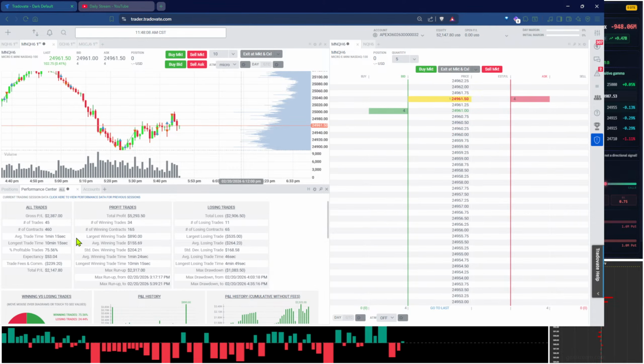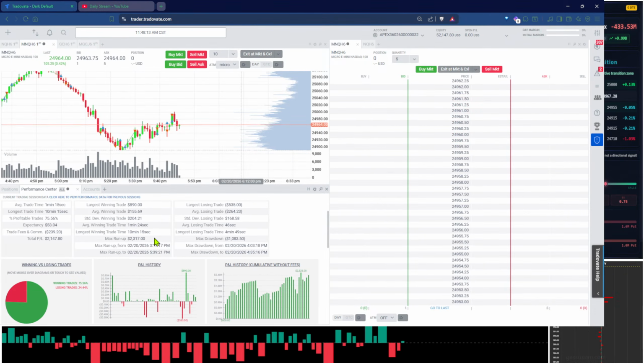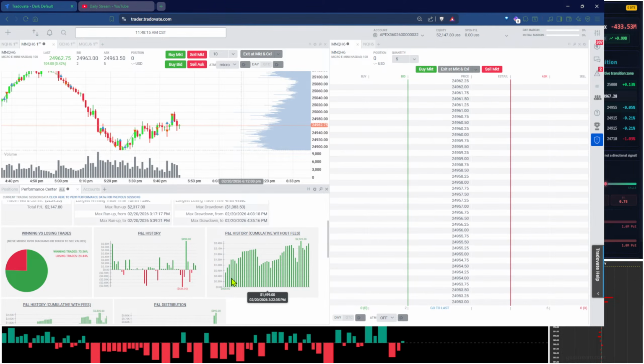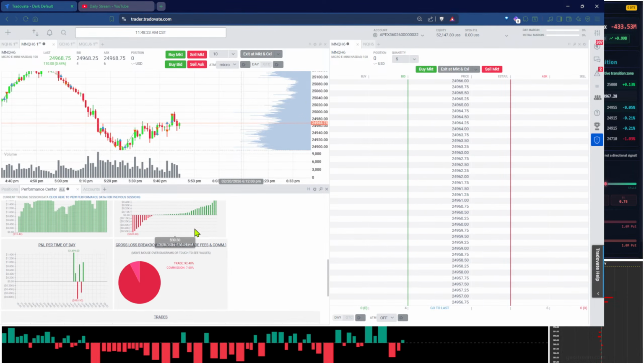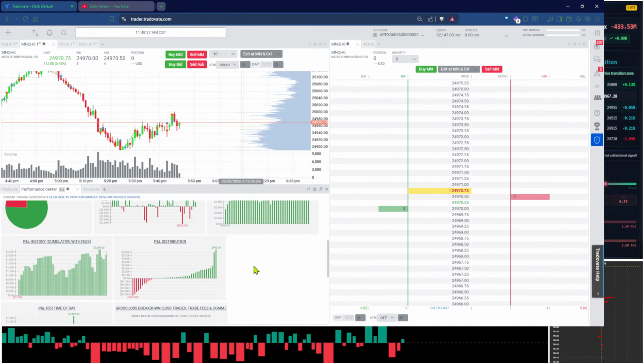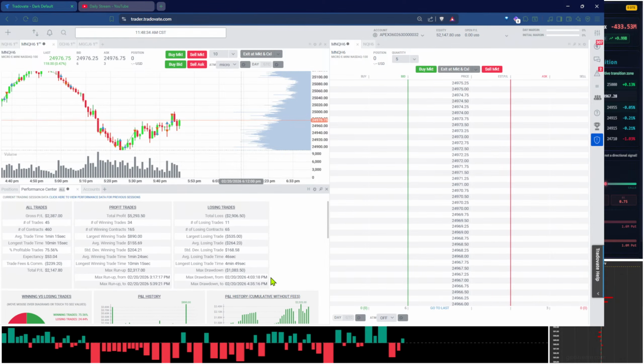Looking at some of these stats here, ended on 21.47. We stayed pretty green all day, so that's really nice to see. 75% win rate. I'm even surprised by that. But apart from that one rule break, I was pretty happy with that performance. My biggest win, 890. My biggest loss, 535. So that was the day that was.